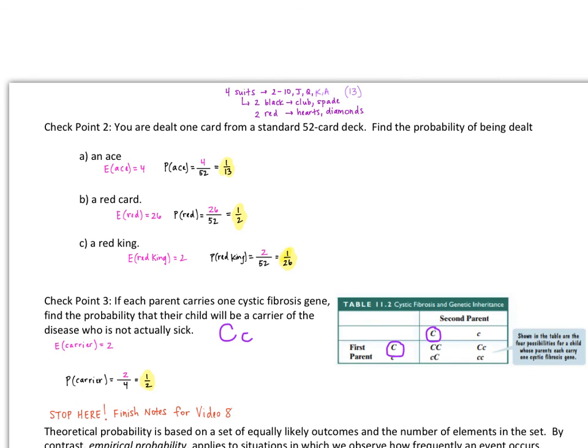We're going to stop here today. We will finish these notes in video 8. So you will have to come back to this note sheet for the rest. For now, if you have any questions, make sure you ask in class.